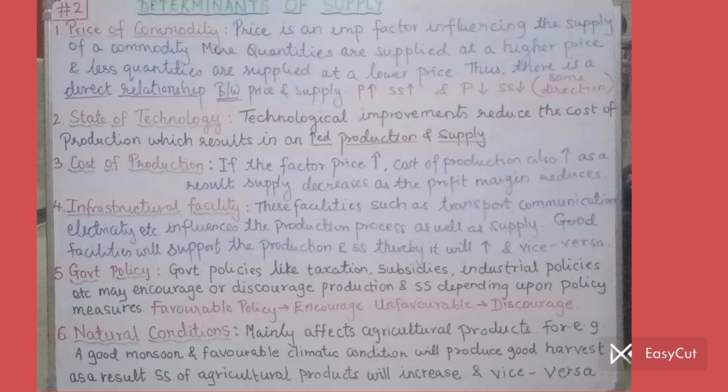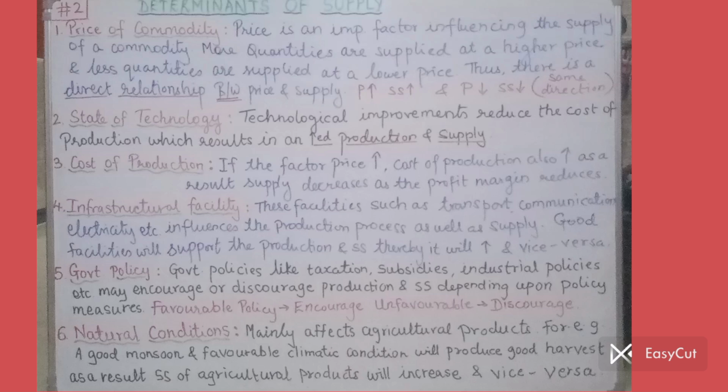Coming to the next point, point number 5, government policy. Government policies like taxation, subsidies, then policies in connection with industrial products, industrial policies. These policies also have great influence on the supply of a product. If these policies are in favor of a product, then they will encourage the supply. And if these policies are unfavorable for the product, then it will discourage the supply.